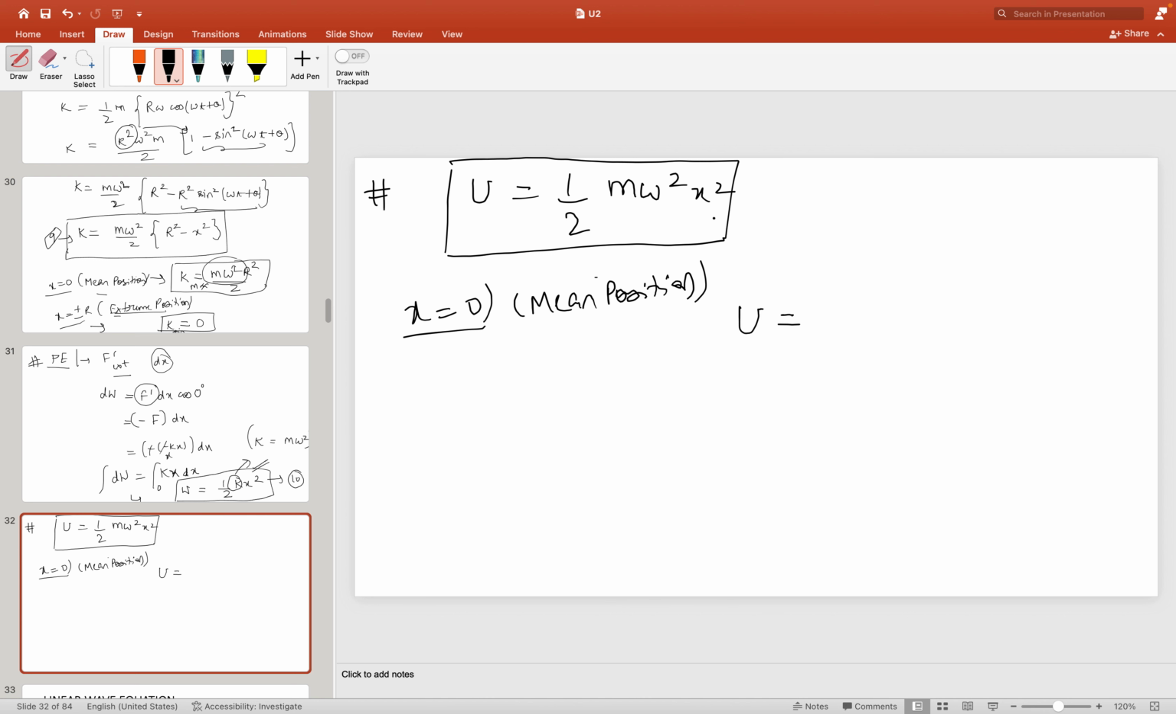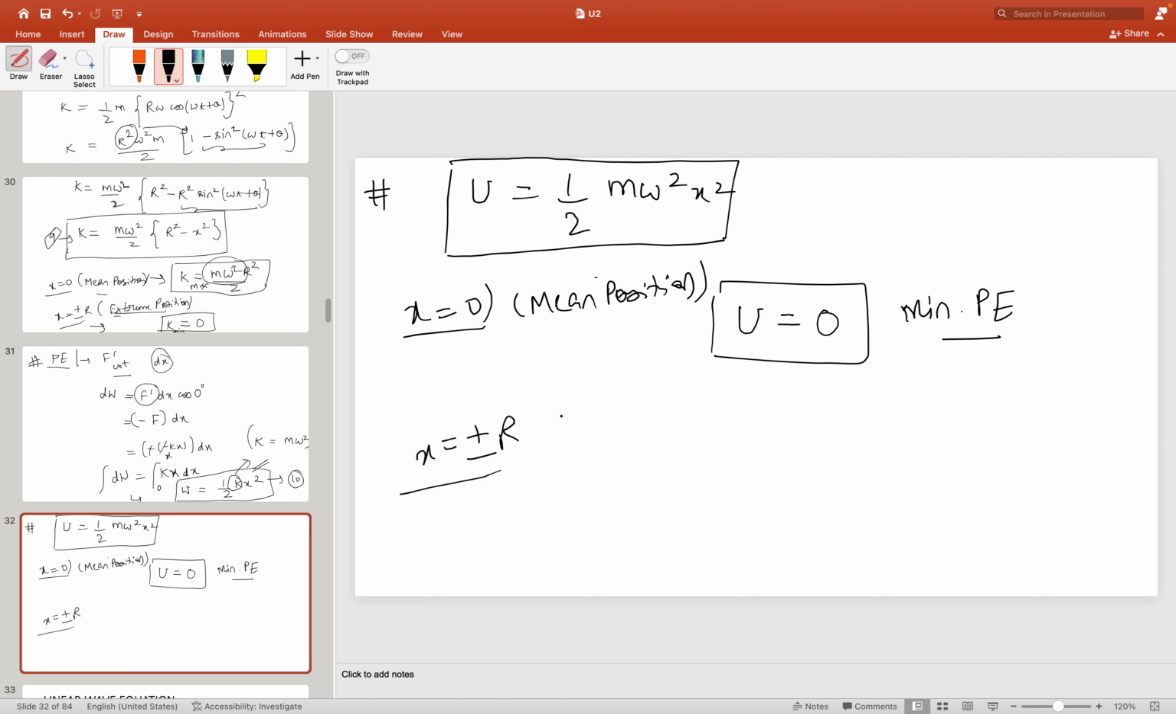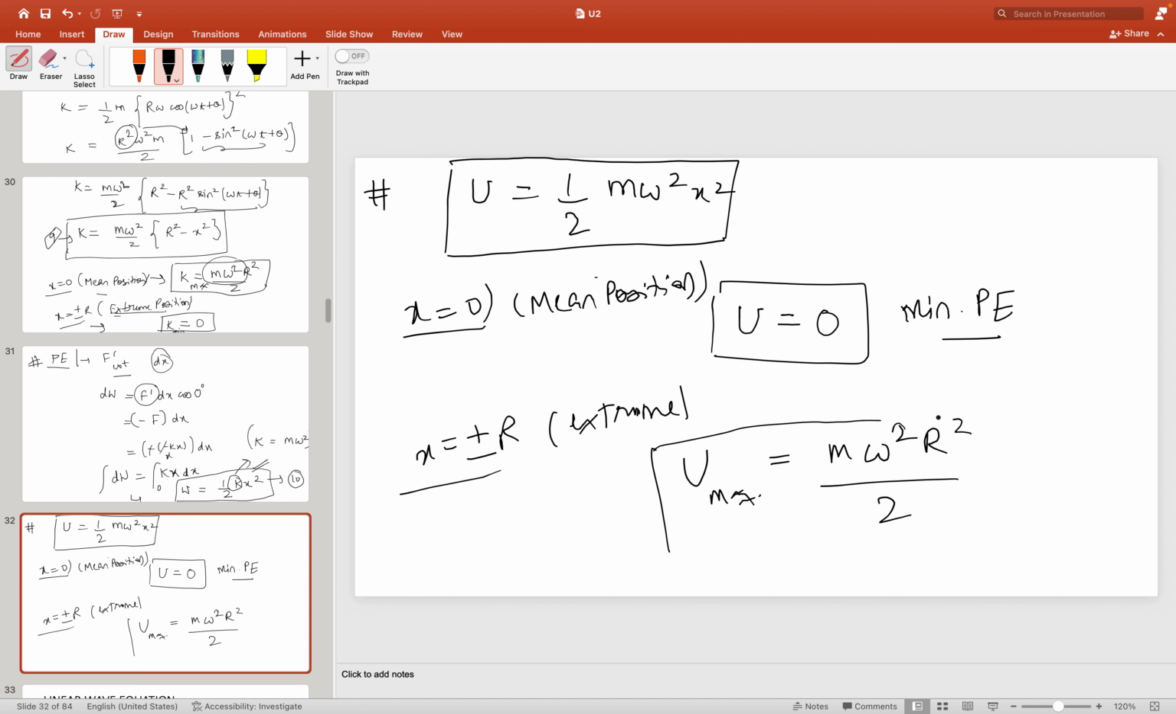So it will be equal to x0, so u is equal to 0. This means minimum value of potential energy is observed at the mean position, because kinetic energy was maximum at the mean position. But if we take the extreme positions on both the sides, what will happen, class? We will get the maximum value, right? The same value of potential energy, it is the maximum at the extreme positions. So at mean position, kinetic energy is maximum, and at extreme position, potential energy is maximum.